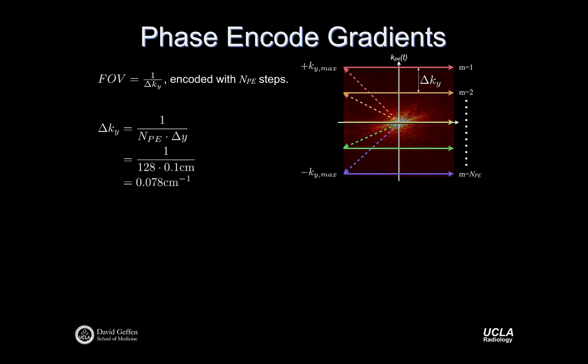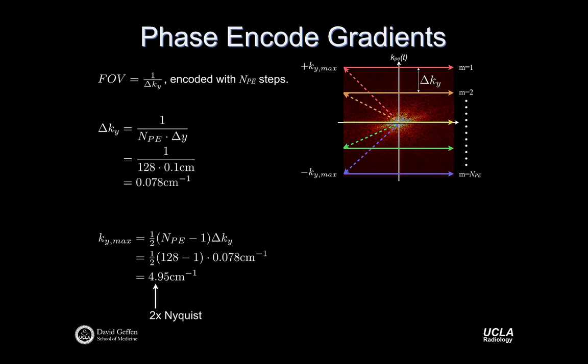So our delta ky is just 1 over the number of phase encode steps times delta y. This is just the field of view, right? The number of steps you're going to acquire times the physical spatial resolution step delta y. So if you choose 128 phase encode steps and you want each to represent, say, 0.1 centimeter or millimeter, then the delta ky that you require is 0.07 centimeters.